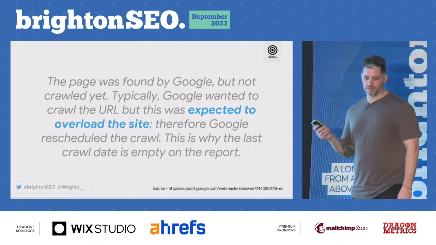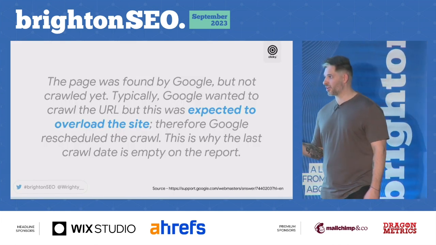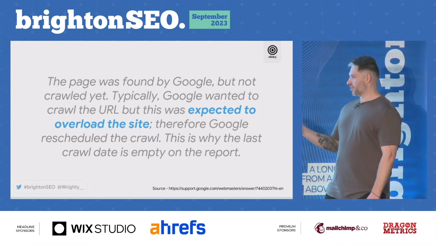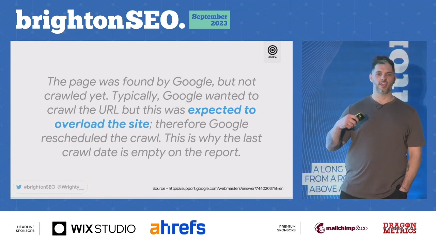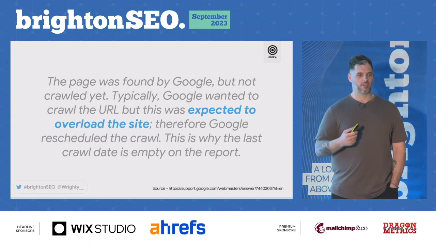So this one means that the page was found by Google, but it wasn't crawled. Google wants to crawl it, but they might overload the site, so they've rescheduled it and they'll come back later. And the crawl date's empty on the report that you'll see in Search Console as well. I think the thing to mention on this is it's more common than you might think.